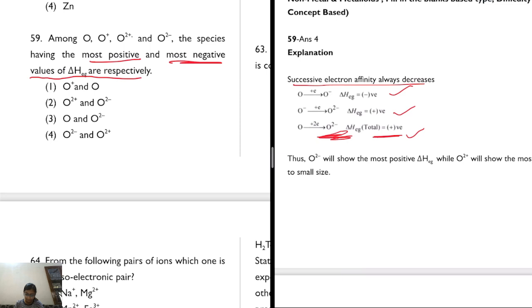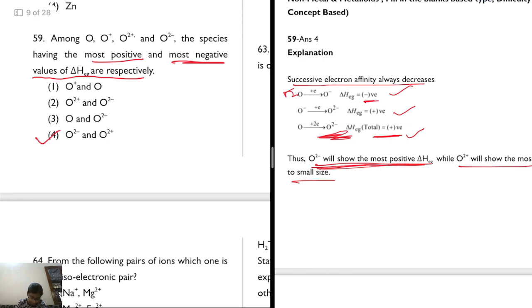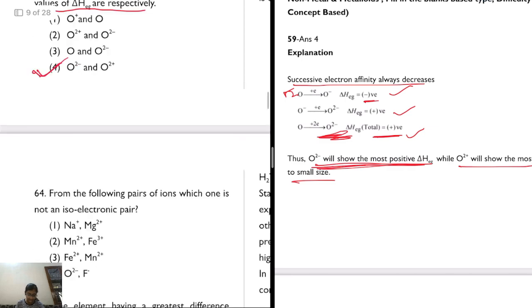That is why it will show most positive. O2 negative will be most positive, and O2 plus, which will come first, like it will come before O, so it will be the most negative. If this is negative, that will be even more negative. So our correct answer would be O2 negative and O. Just a second. Yes. So here it is. Wait, let me just correct. Yeah, so this is the right answer. This is correct. Let's see the next question.